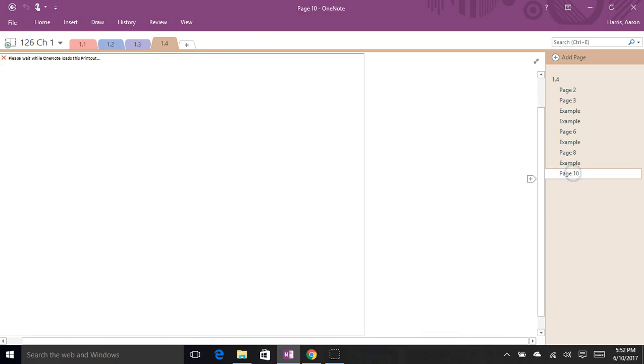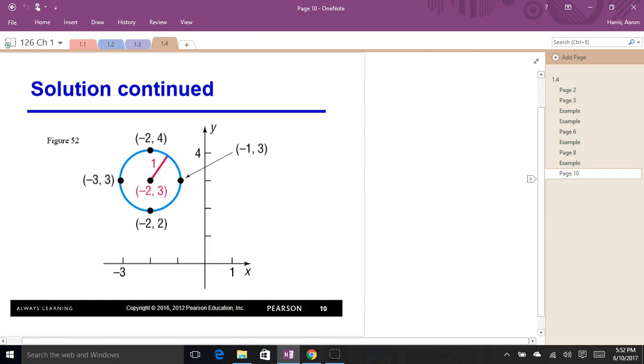I got a better picture right here. So there it is. You got the point negative 2, 3. Go to the right 1 since your radius is 1. Go up 1 since your radius is 1, and so on. And then draw that little circle.